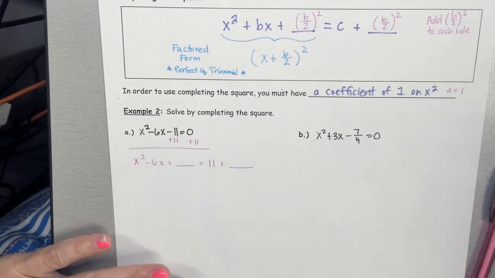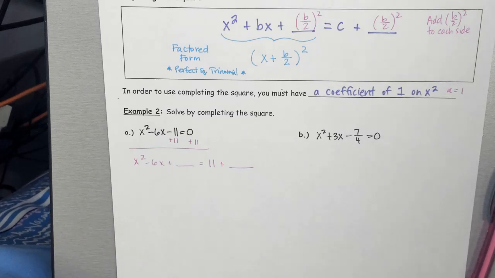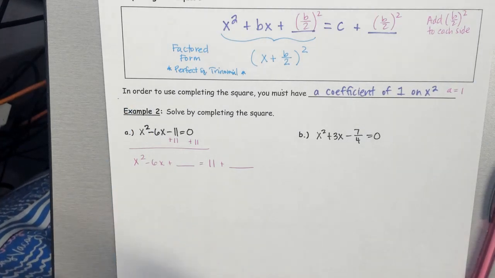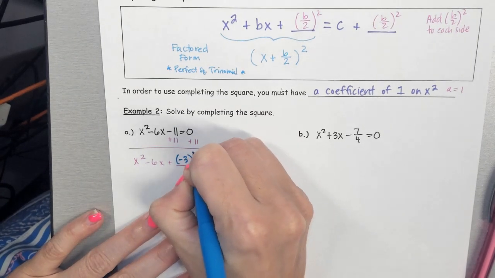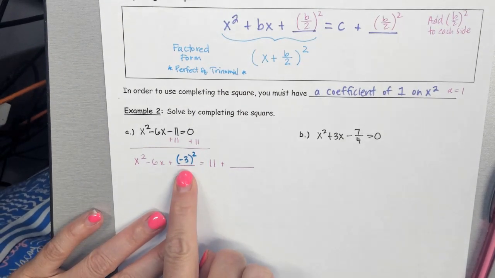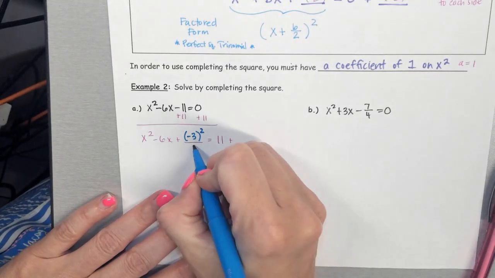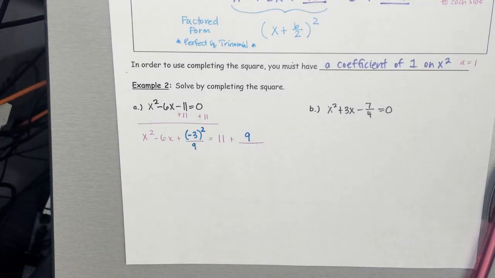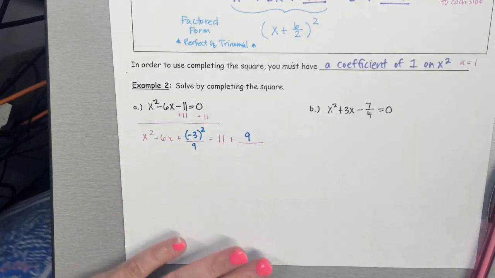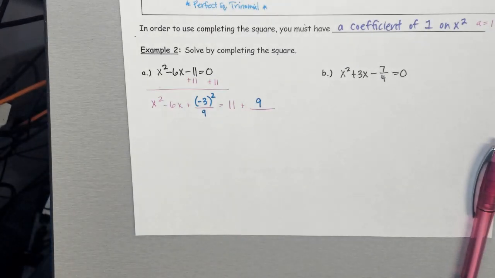So the b value is -6. Usually we do the half part in our head, right? So half of -6 is -3. And what I usually do is I write it like this here. You could also put +9, that's fine. You can decide which one you want to do. Okay, and then what you're doing is factoring this.